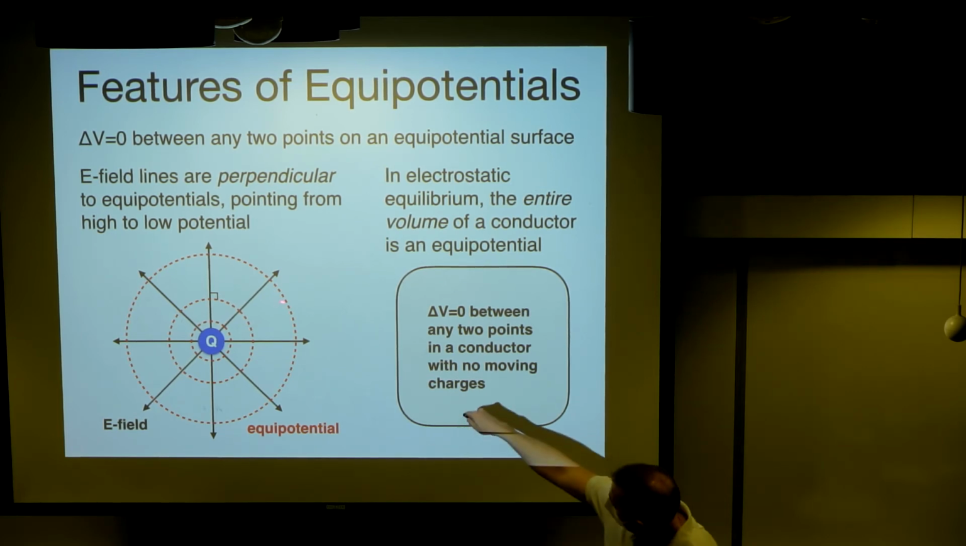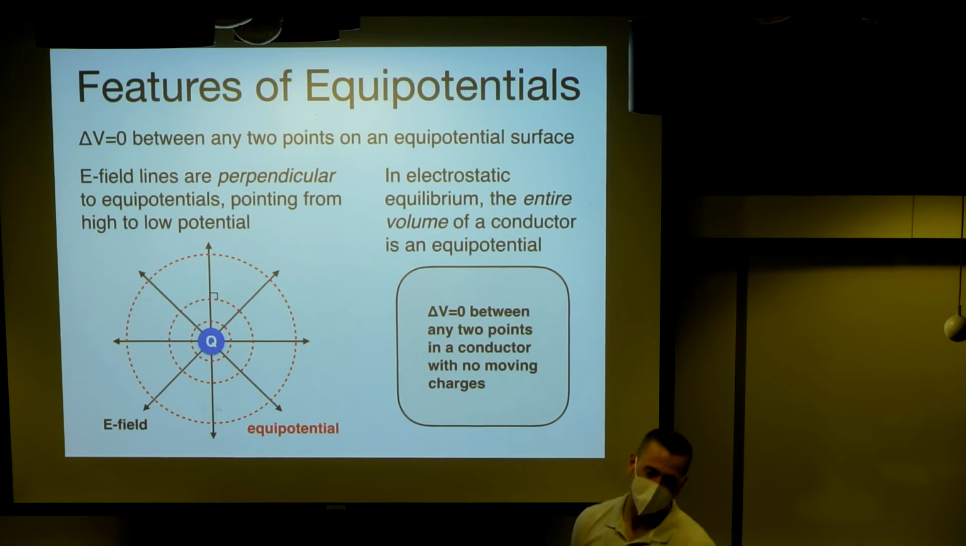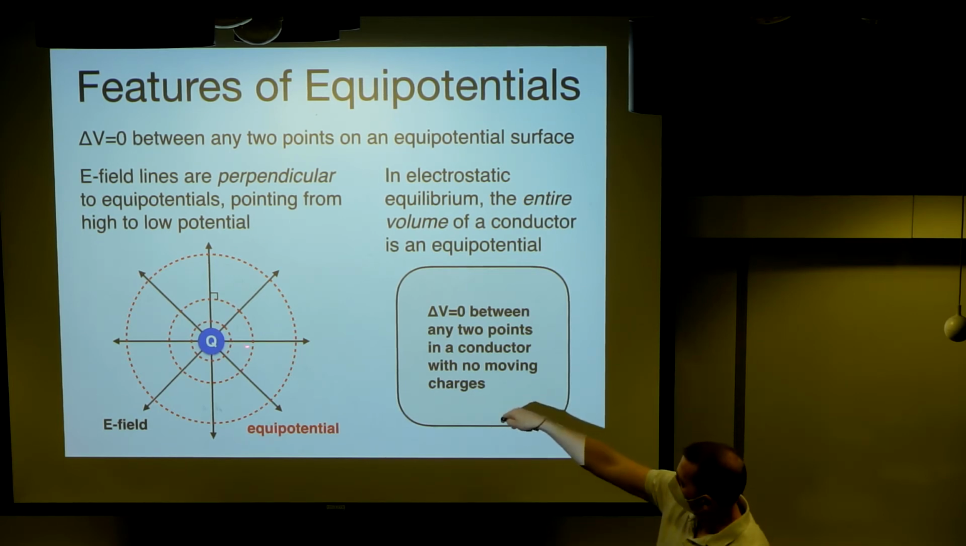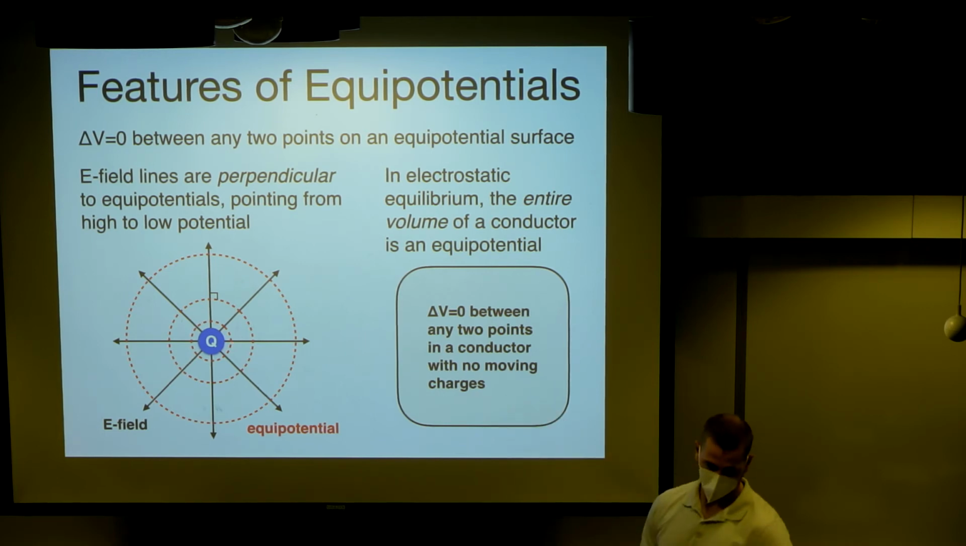So if this is my equipotential surface and I move along it, I know I have no E field in that direction. I only have an E field perpendicular to that direction, okay? And where does it point? It points from high values of the potential to low values. So it goes from high to low.